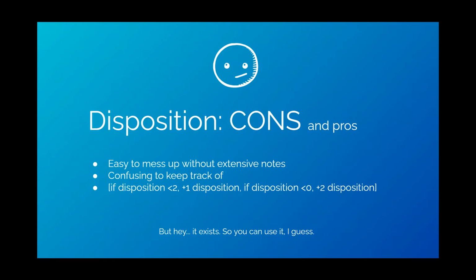For an example of what a confusing disposition implementation note is, that's the third bullet point there. It would normally be in purple at the end of a line, and it would say, if disposition is less than 2 plus 1 disposition, if disposition is less than 0 plus 2 disposition. Yeah, it's not easy. The pros of disposition are basically that it exists, so I guess you can use it. But I find it way harder to control. I'm a control freak. I like to know exactly what is going on with my NPCs and my quests at all times. And disposition adds a level of chaos that I'm not fond of. So that's my opinion on that.